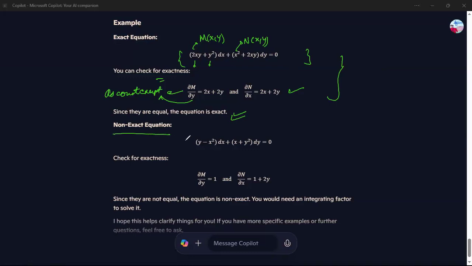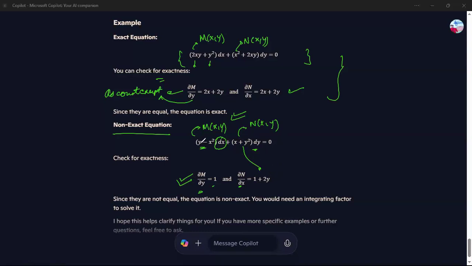Further, the non-exact equation. In this equation, let's consider this function as M of x y. This is N of x y, and when we differentiate it with respect to y, it will give 0. And why are we doing it with respect to y only? You can remember that if the function is getting multiplied with dx, then we partially differentiate that function with respect to y. If there is dy, then it is del with respect to x. Same goes for here also, 1 plus 2y, considering y as a constant.